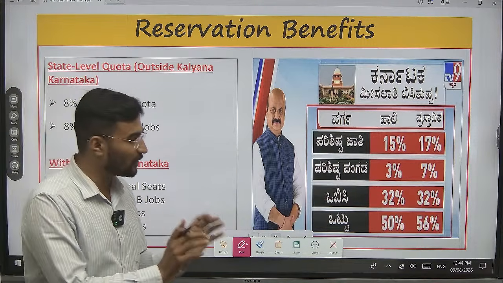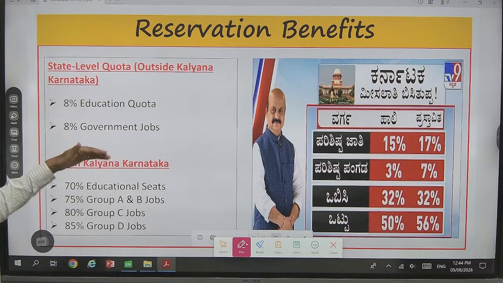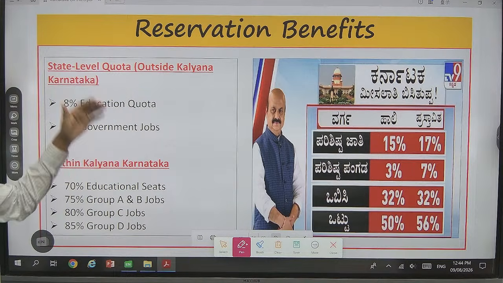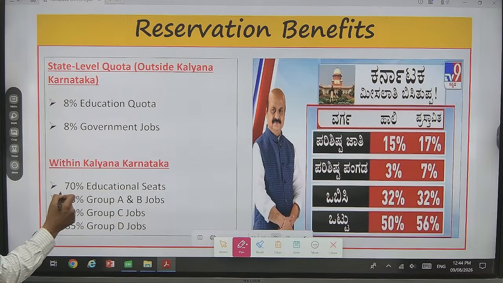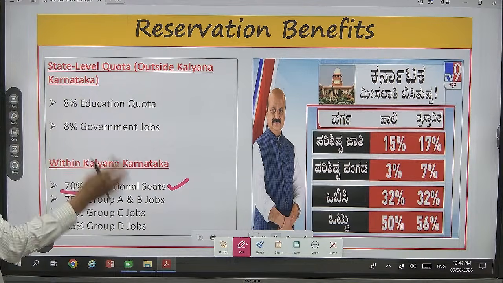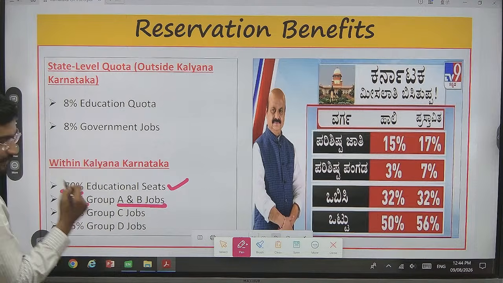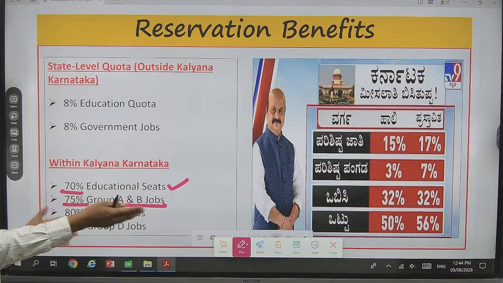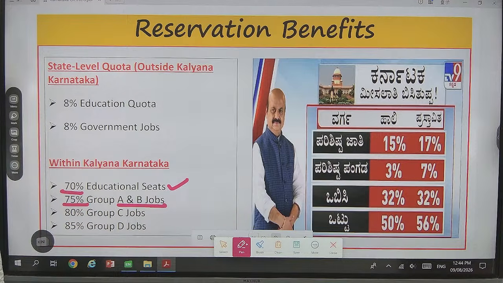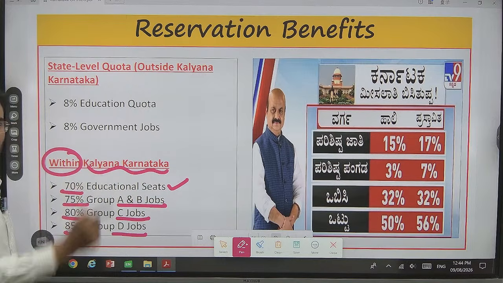Now the question here is, ಅದರ ಜೊತೆಗೆ you will get reservations. Now not only in your region, outside the state also, or outside the region also. Now in your region 70% educational seats should be provided only for whom? HK region people. 70% education ಸಂಬಂಧಪಟ್ಟಂಗೆ. Second one with respect to group A and group B ಗೆ 75%. Majority 100% ಅವರೇ ತಗೋತವ್ರೆ, because no one is interested to go and work in HK region. And the third one we call it as 80% for where? Group C jobs, and 85% for group D. Now this is, we call it as within Kalyana Karnataka region, within Kalyana Karnataka.